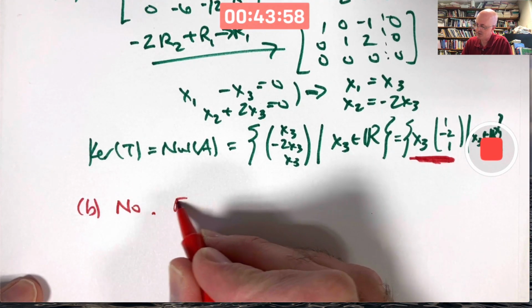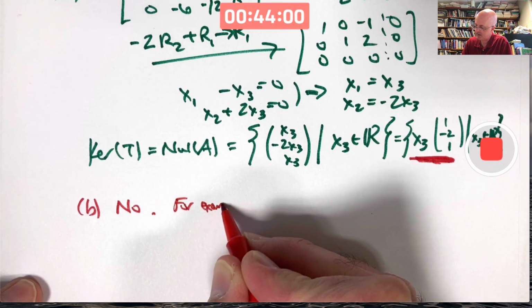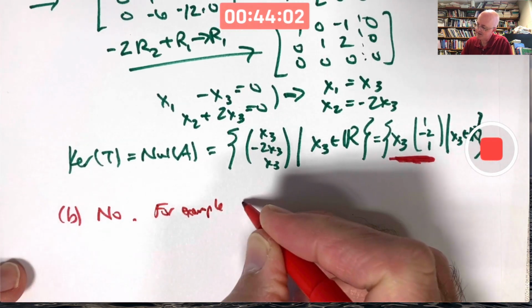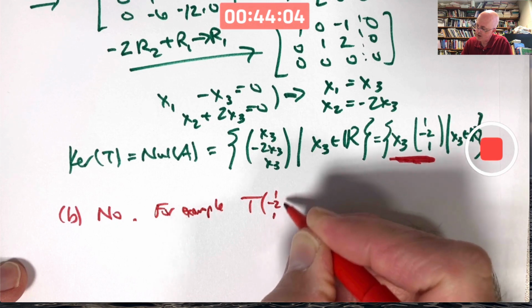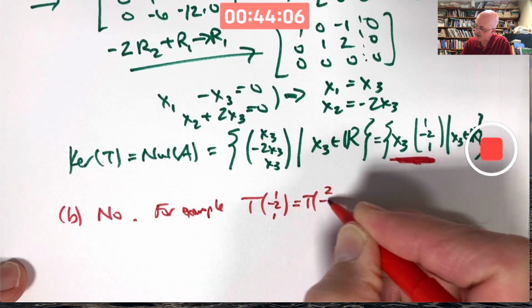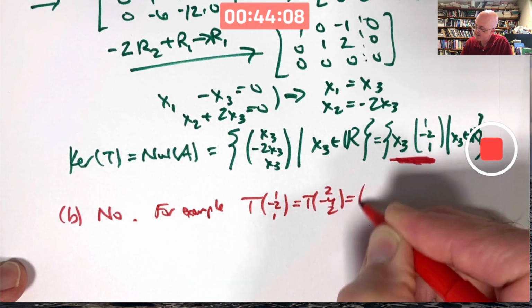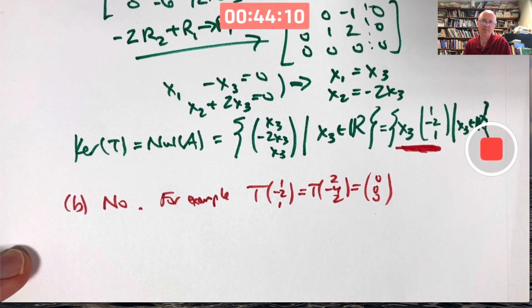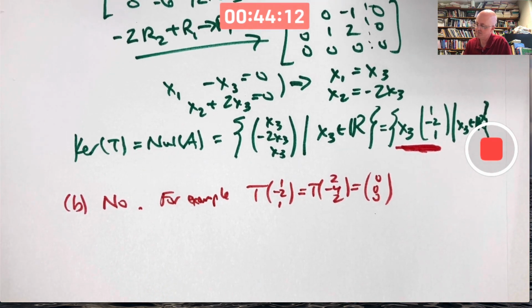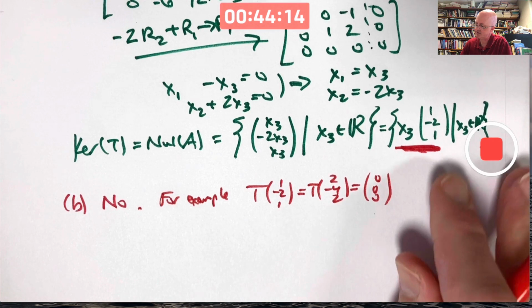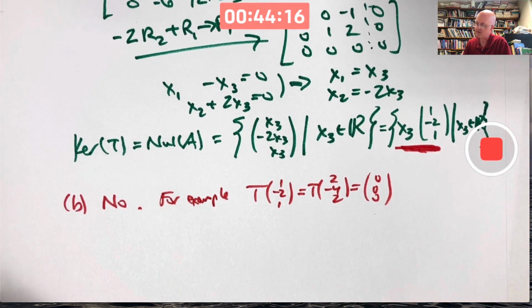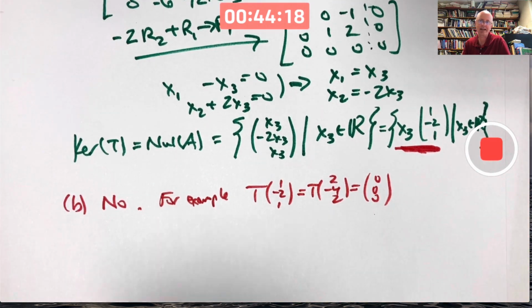For example, T of (1, -2, 1) equals T of (2, -4, 2) equals (0, 0, 0). That is a good enough reason. I can pick any scalar multiples of these, just make them different, so you have two distinct things getting mapped to the same thing. So no, it's not one-to-one.